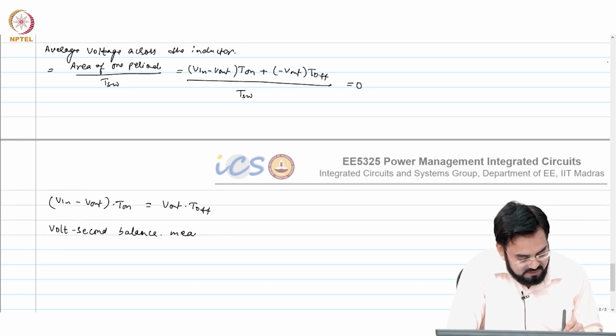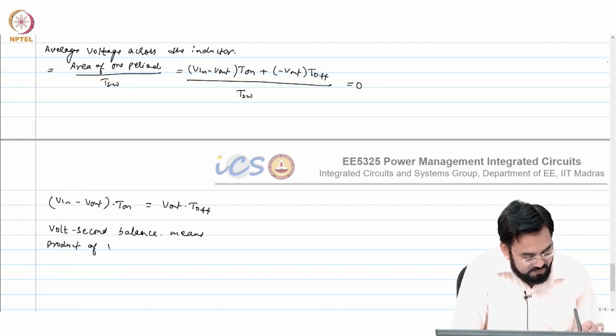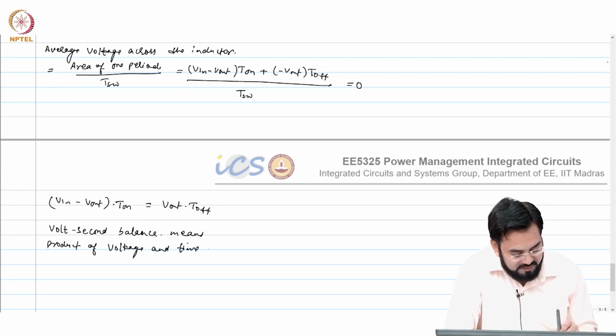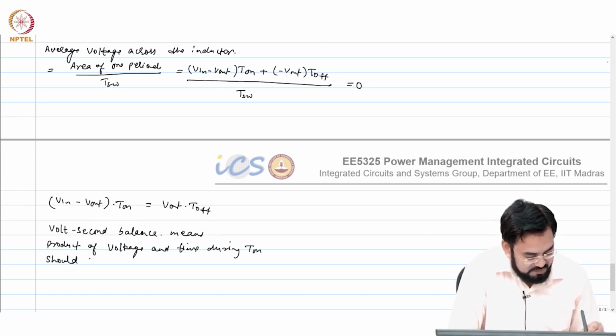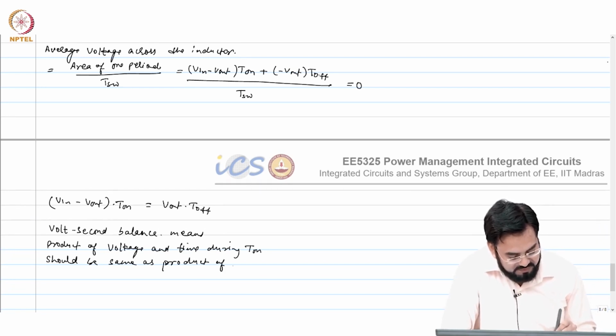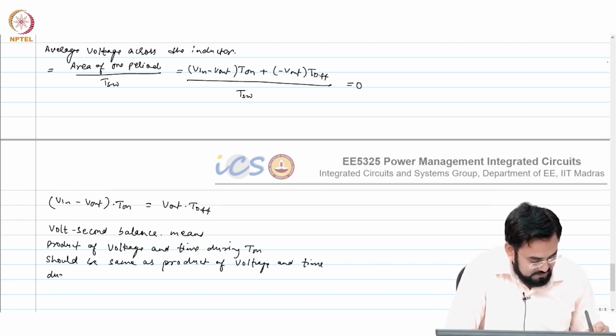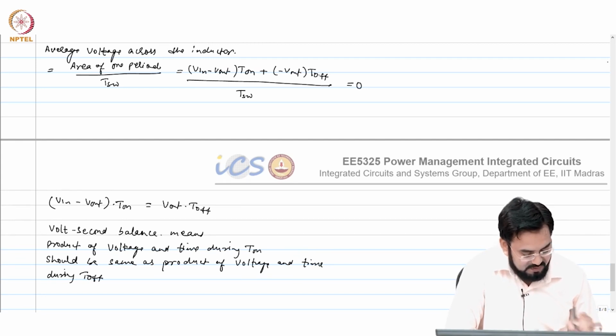balance. It means the product of voltage and time during T on should be the same as the product of voltage and time during T off.